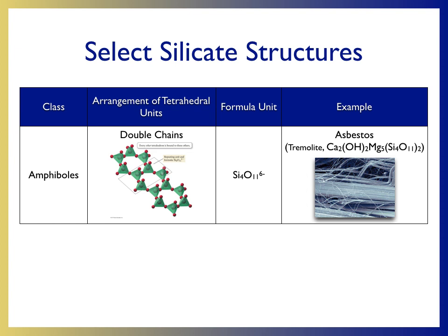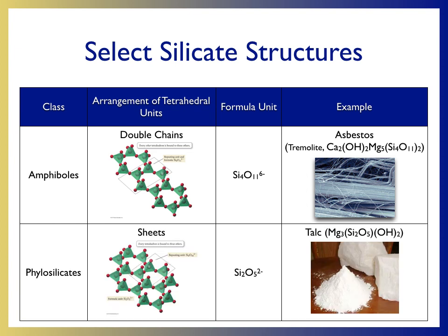The final type of silicate structure are phyllosilicates. These are sheets of SiO4 subunits. This configuration makes phyllosilicates very flaky in nature. A good example of a phyllosilicate is talc and mica, which are powder-like or flaky-like substances.